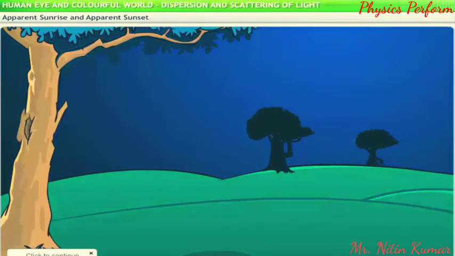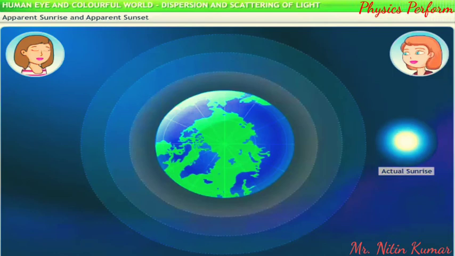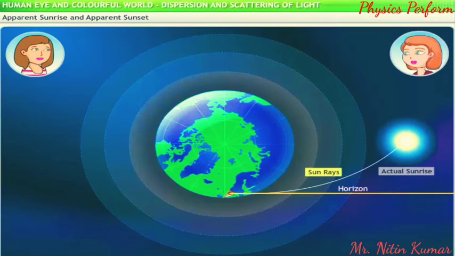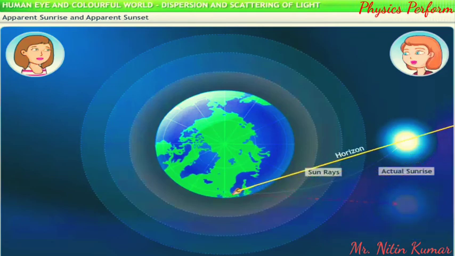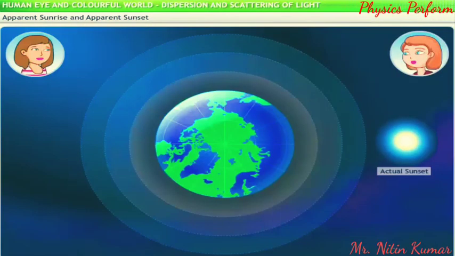Similarly, sunset occurs shortly after the sun crosses the horizon. How does this really happen? When the sun is just below the horizon, its rays enter Earth's atmosphere and are refracted towards the Earth. The refracted rays reach us, making it appear as if the sun has already risen above the horizon. This is the apparent sunrise. The actual sunrise occurs when the sun actually crosses the horizon.